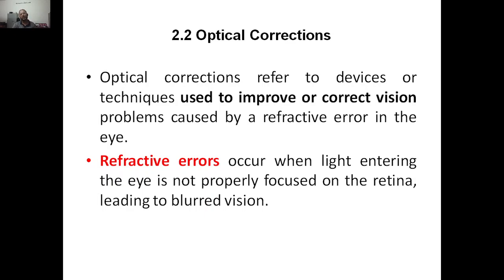So optical corrections. So far we discussed different structures in our eye, the introduction, rhodopsin and other proteins, and the rod cells and cone cells. Rod cells have the rhodopsin protein which receives light signals and converts them into electrical signals, whereas cone cells have three different pigments for blue, green and red. They are used for color identification along with the sharpness of vision.